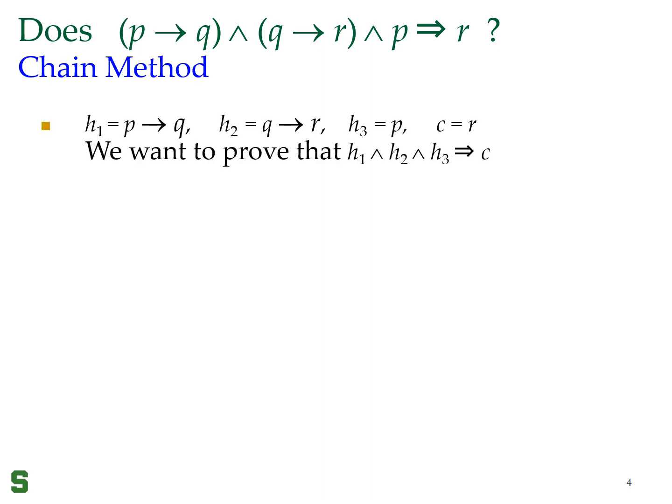Okay, so here what do we have? We have three hypotheses, H1, H2 and H3. We have a conclusion C. So what's our proof chain? Our proof chain consists of a bunch of hypotheses and things that follow from those hypotheses. So let's look at our example, let's look at our proof.